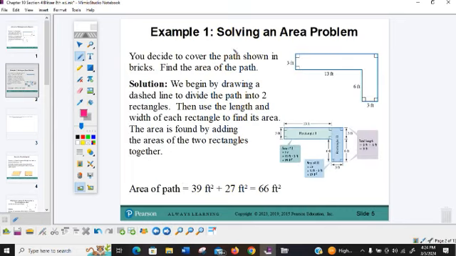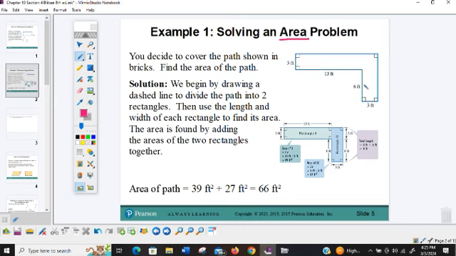So let's look at example 1. You decide to cover the path shown in bricks. Find the area of the path. Okay, we're covering the whole path. Okay, we're not doing the perimeter. Okay, if we were doing a fencing, that would be perimeter. We're covering the whole path, so we are looking for area.